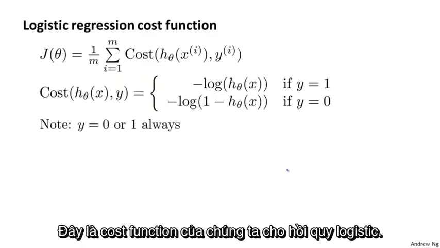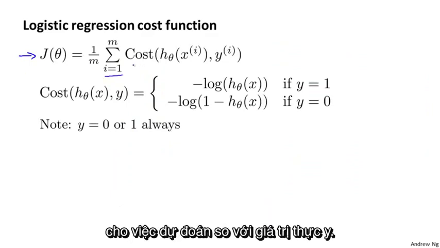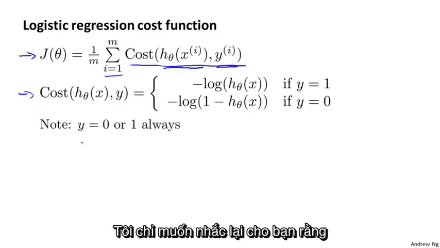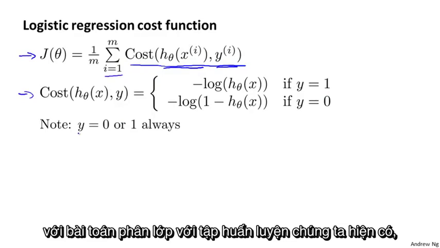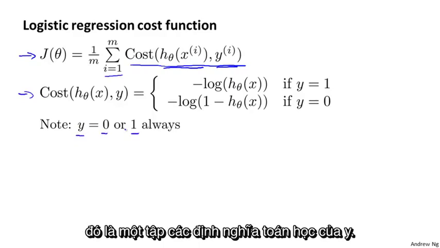Here's our cost function for logistic regression. Our overall cost function is 1 over m times the sum over the training set of the costs of making different predictions on the different examples with labels y^(i). And this was the cost for a single example that we worked out earlier. And I just want to remind you that for classification problems in our training set, and in fact, even for examples not in our training set, y is always equal to 0 or 1, right? That's part of the mathematical definition of y.